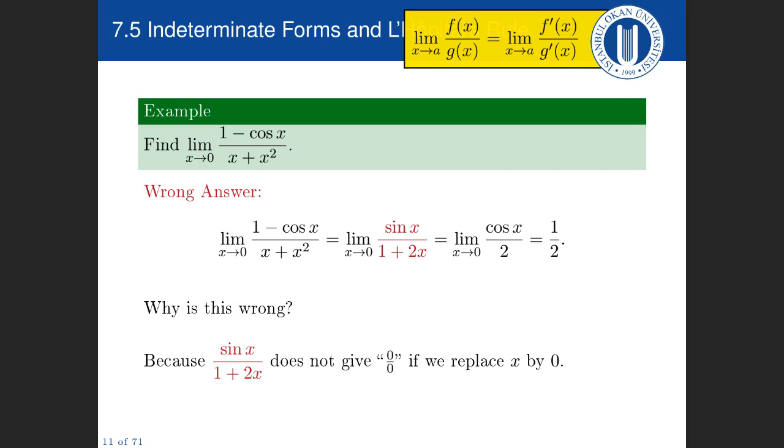And the answer is because sine x divided by 1 plus 2x does not give us 0 divided by 0 if we replace the x by 0. We can only use L'Hopital's rule when we have 0 divided by 0. So that means this step, this equal sign, is wrong. The correct answer is that this limit is equal to 0. But I'm going to leave that for you to check.